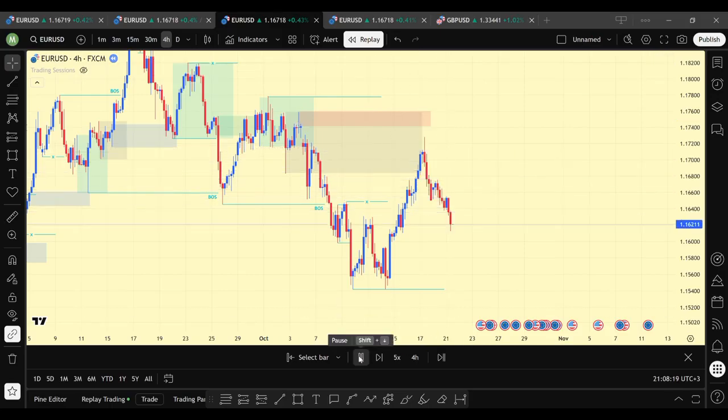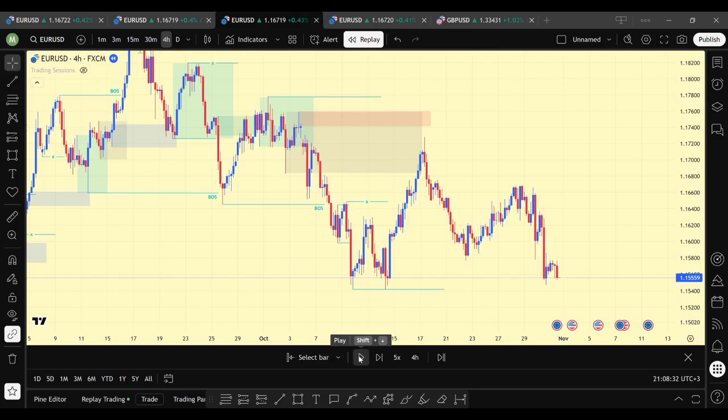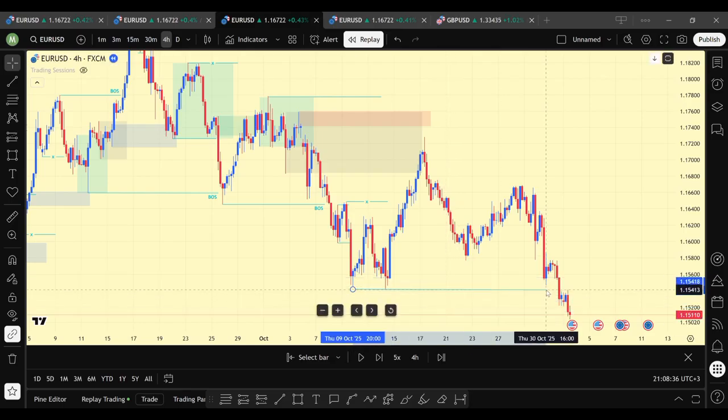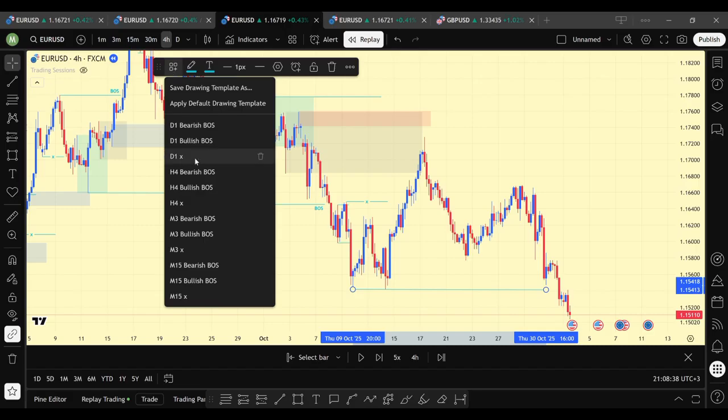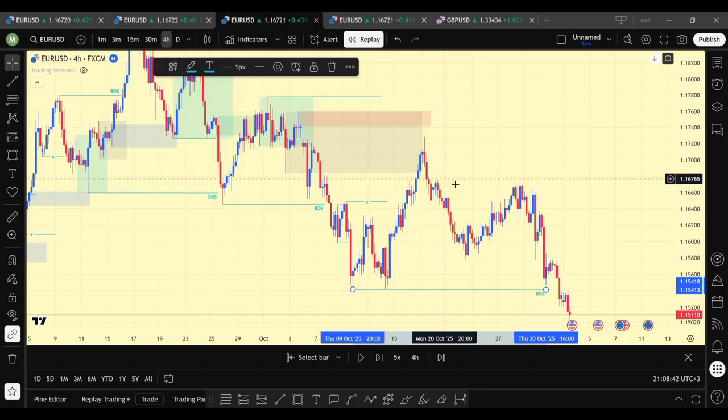So exactly right there, you can clearly see price reversed inside the extreme order flow, and that is when I'm anticipating a break of structure. So exactly right there, I can clearly see that price made it out to the external liquidity. So exactly right here, this is a bearish order flow.